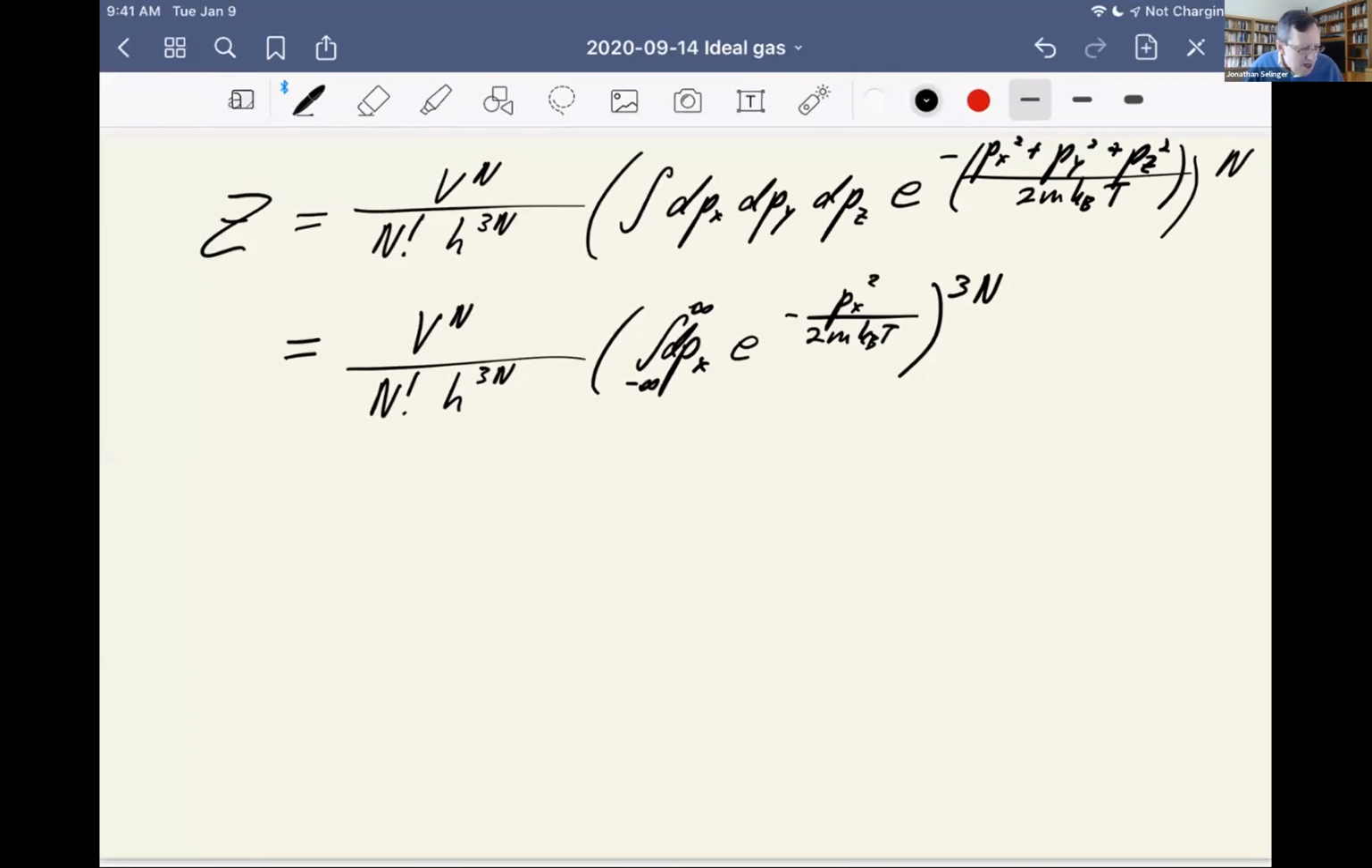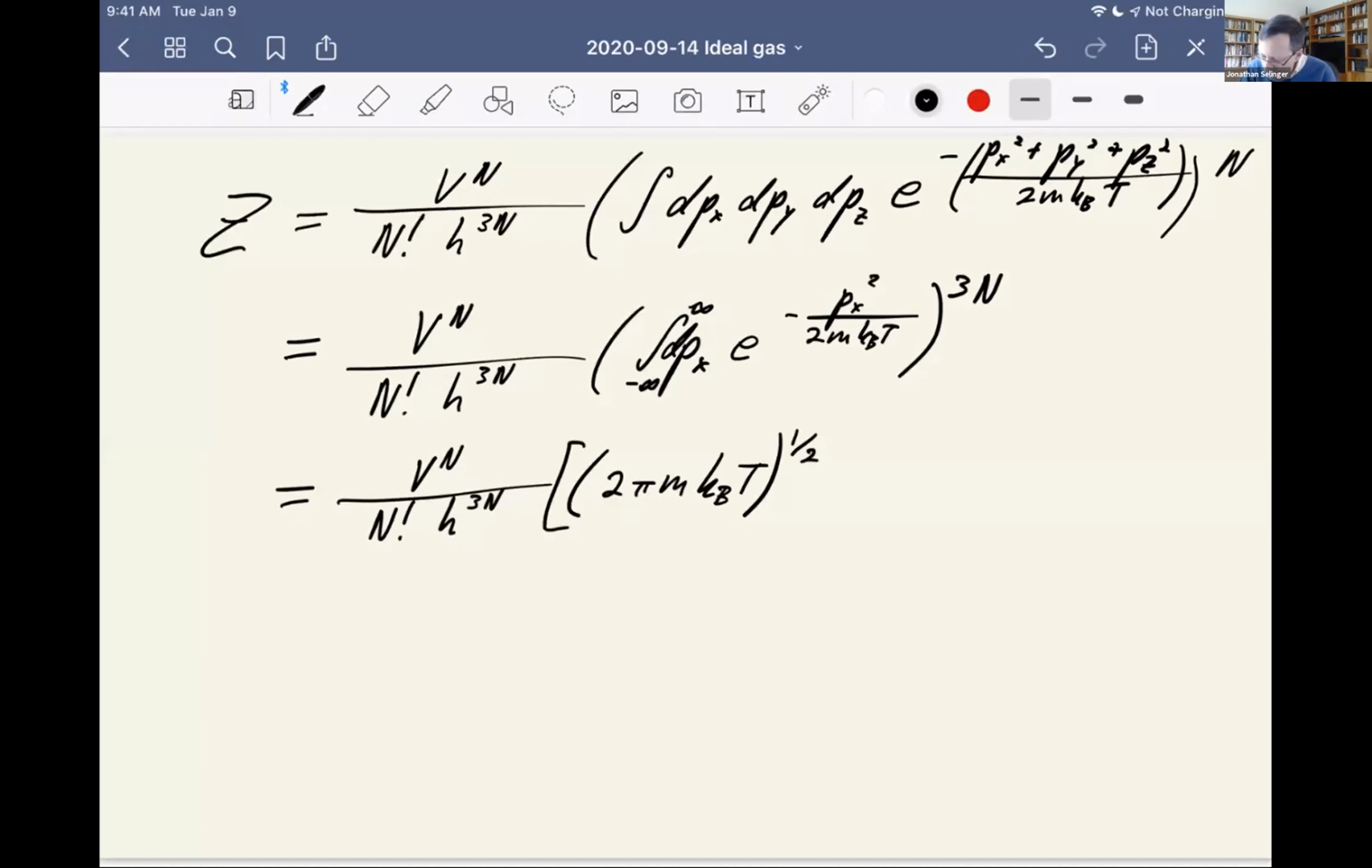Now this is just an ordinary one-dimensional integral, which we can do using our favorite method. We could put it into Mathematica, or look it up in an integral table, or use an online calculator. I'll skip that and just skip ahead to the answer. So the answer is V to the N, N factorial over h to the 3N, and this integral now gives us 2 pi m kT raised to the 1/2, the square root of this thing, raised to the 3N power.